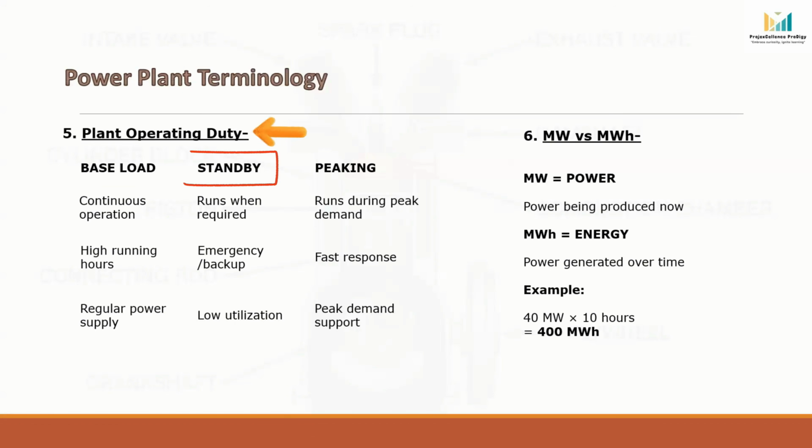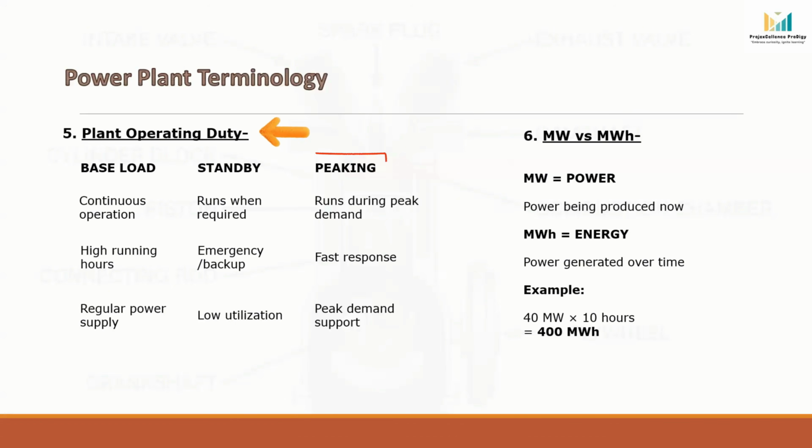A standby power plant normally remains stopped, but it is kept ready to start whenever power is required. It is mainly used as an emergency or backup power source. For example, a factory is receiving its normal electricity from the power grid, but it keeps a diesel power plant ready as backup. If the grid supply fails, the standby engines start and supply power to the factory. Since standby power plants operate only when required, they normally have low running hours and low utilization.